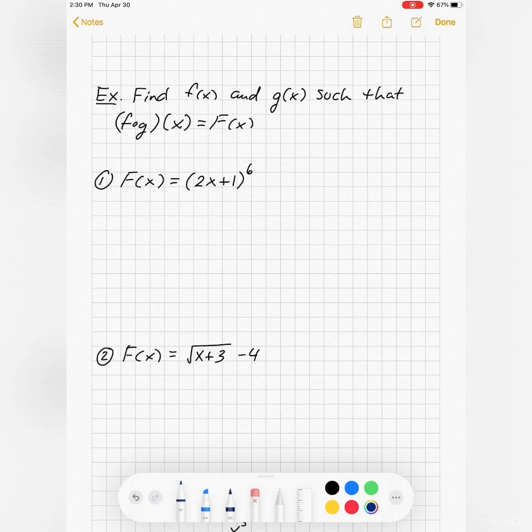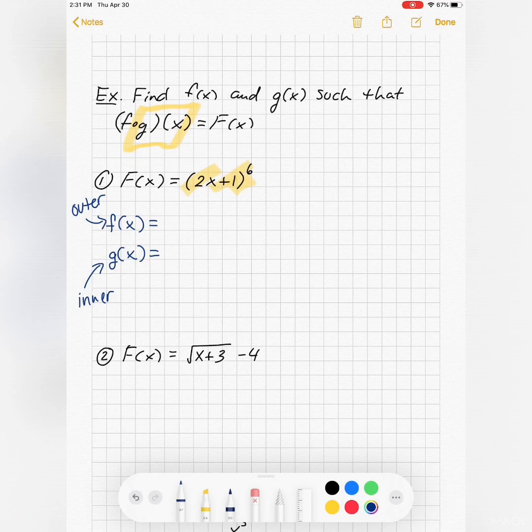Okay, what's left? Can you find functions f of x and g of x such that the composition of f and g is this function big F? So the idea here is, can I find functions little f and little g so that when I compose those together, I get that result? Okay, so if you look at the order here, let's see, g of x is the inner function. So this should be the inner. This should be the outer.